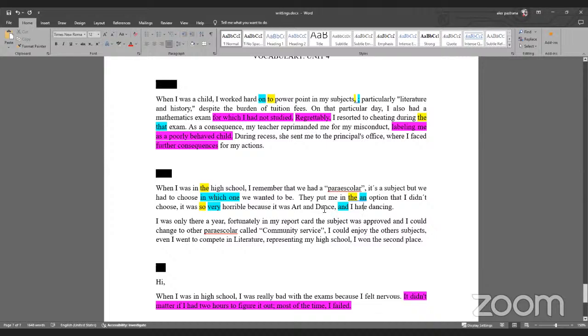Right here we're using what kind of comma? Oxford comma. 100%, even if we're only listing 2 things. So, let's continue. I was only there for a year. Fortunately, in my report card, the subject was approved.